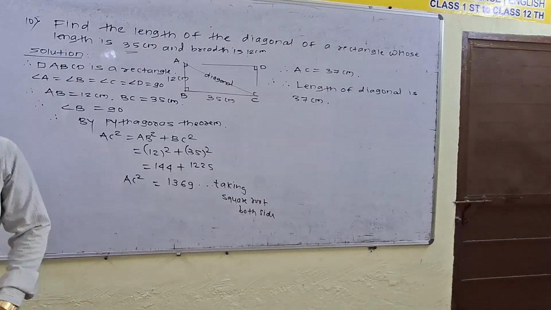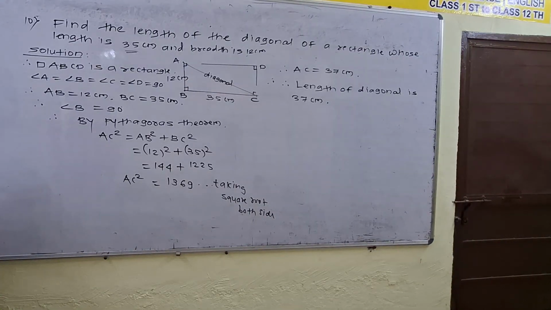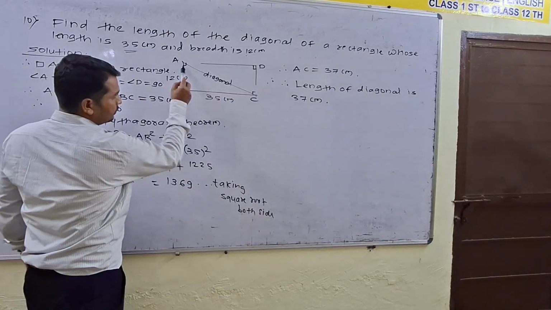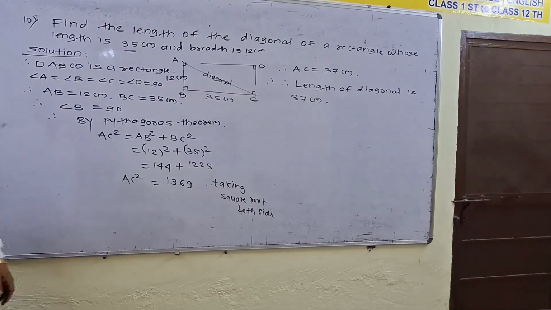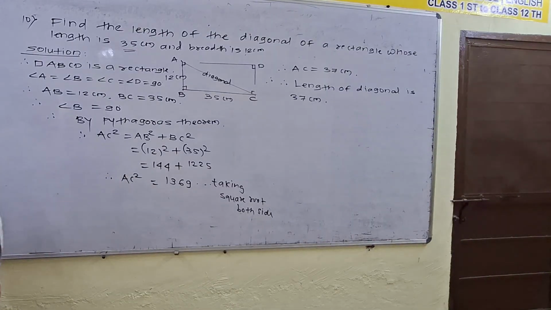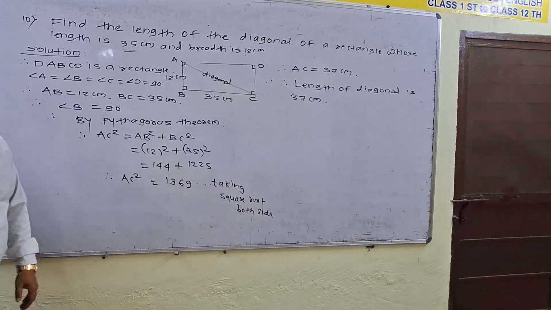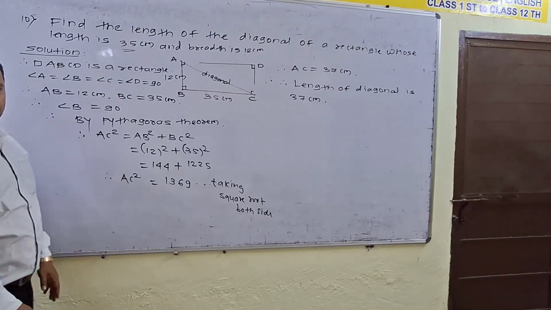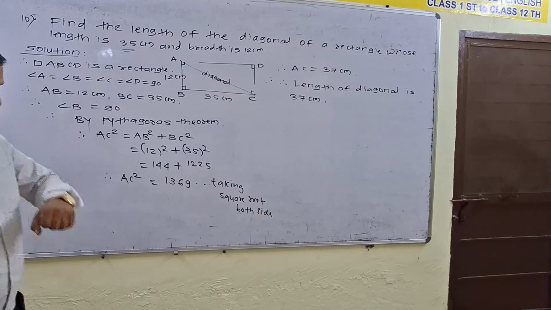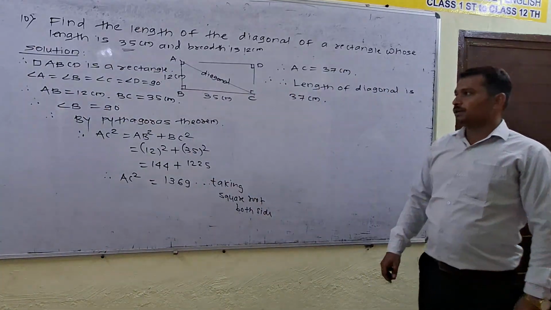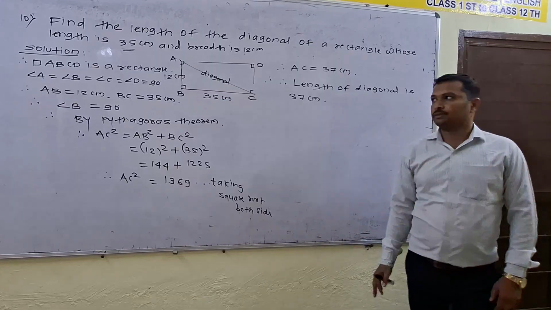Don't waste your time. So AC diagonal is 37 centimeter. We find the answer. It is very easy. Now write down the next question. You try to read the whole question and then find out your answers. Okay. Write down quick fast. Each and every question only 2 minutes. You will take a screenshot.